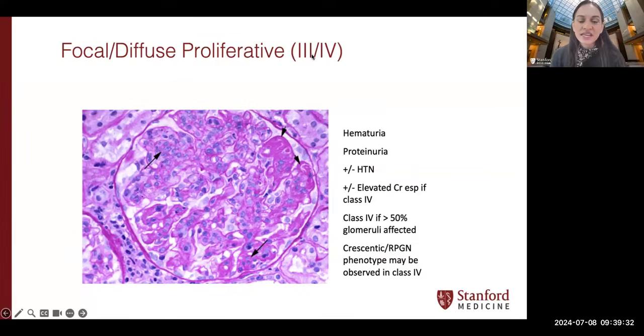The differentiation between class 3 and class 4 is that in class 4, more than 50% of the glomeruli are affected. So this is one glomerulus, when you look at a patch of glomeruli, I'll try to definitely put in more pictures next time. And again, if more than 50% of those glomeruli are affected, then that's a class 4.